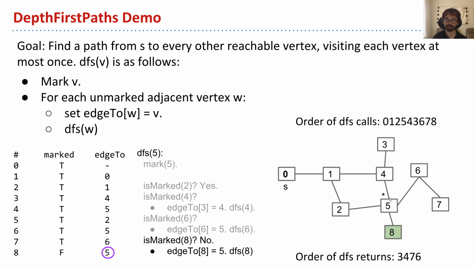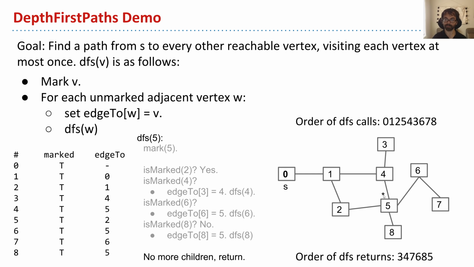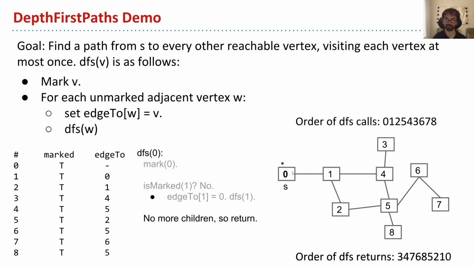We're at 5. So now we look at its last remaining child, which is 8. It is not marked, so we set its edge to value. Then we call DFS on it. Then we go back up. We're done with 8, we're done with 5, we're done with 2, we're done with 1, we're done with 0. And so these are the orders of the calls we made to DFS. These are the orders in which we return, and that'll be something interesting soon.